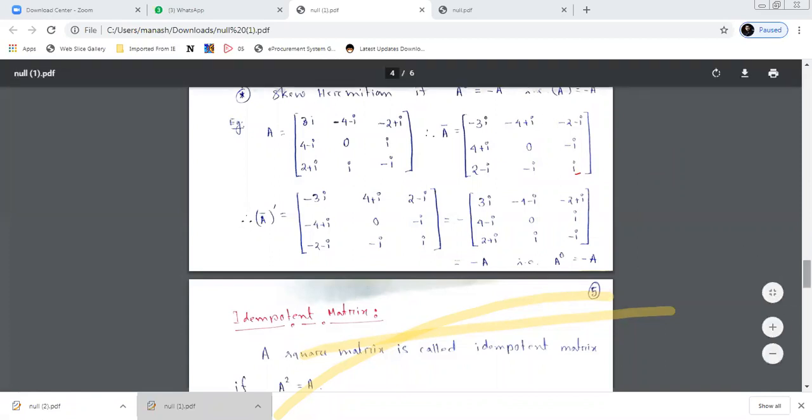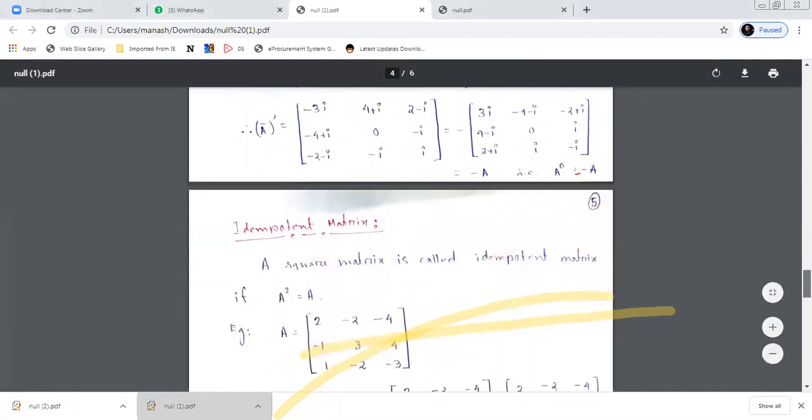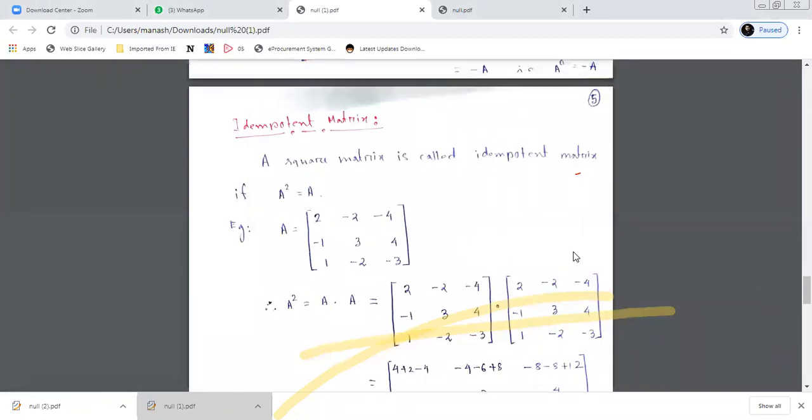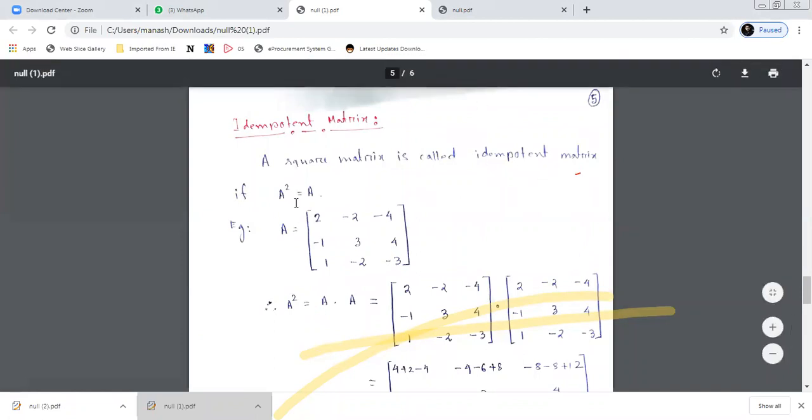Idempotent matrix. So what is called an idempotent matrix? A square matrix is called an idempotent matrix if A square is equal to A. So if A square is equal to A, then the matrix is called what? Idempotent matrix. Here I give one example. A is given. We find out A square. A square means A into A.